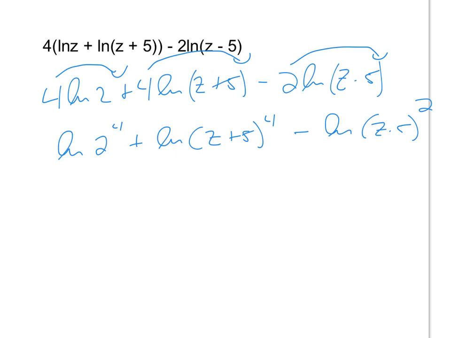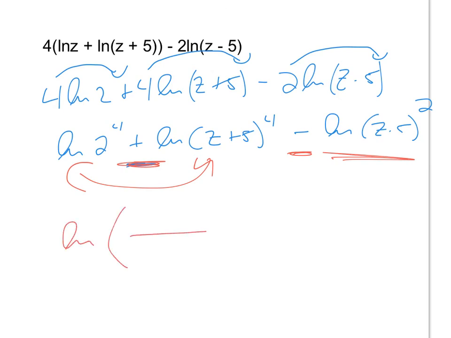And now I have a sum and a difference. So I know I'm going to multiply these two, and I'm going to divide by this guy. So I have ln in parentheses. Up top, I'm going to have 2 to the 4th, which is 16, times z plus 5 to the 4th, over z minus 5 to the 2nd. Can I cancel those at all? The answer is, of course, no. So there's your final answer.